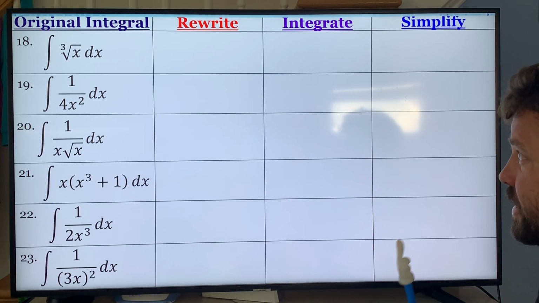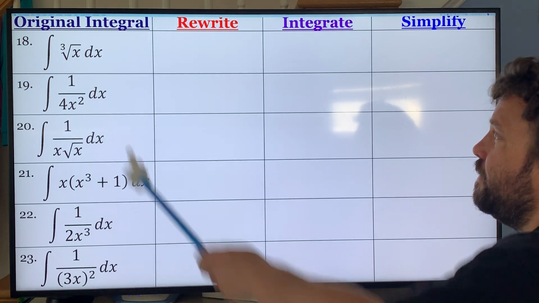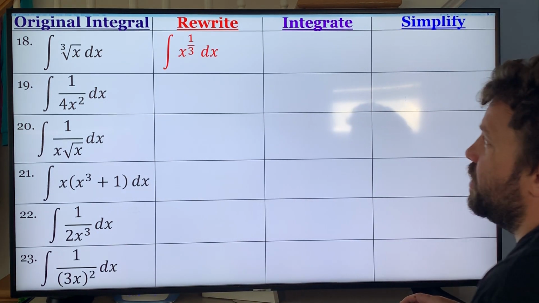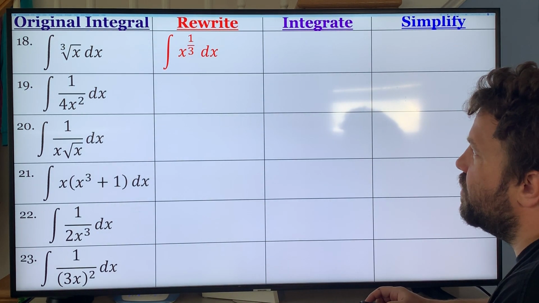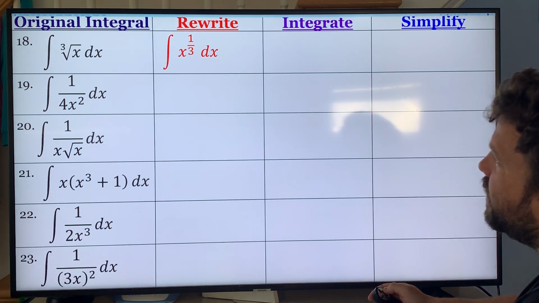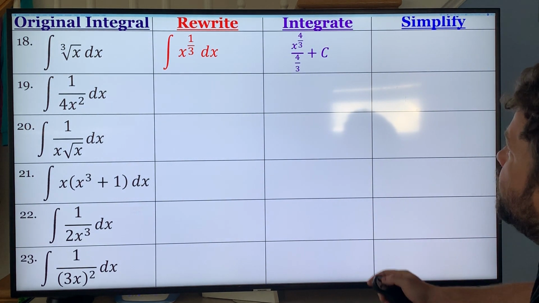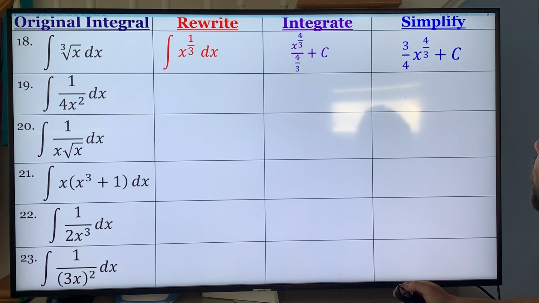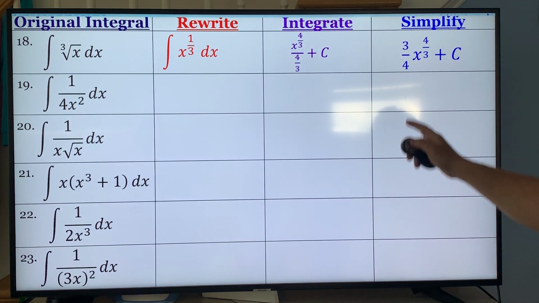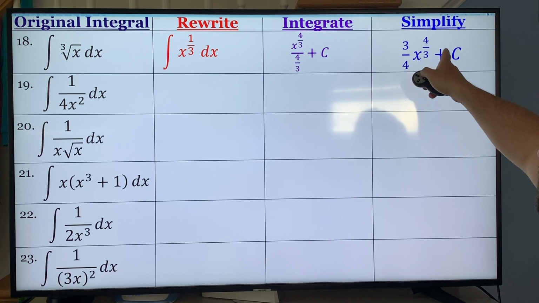All right, problem number 18. Rewrite it. X to the, not 1/2, but 1/3. Whatever that number is, you put it to that 1 over that number. So integrate it. 1/3 plus 1. 1/3 plus 3 over 3 is 4 over 3. Reciprocal. 3/4 x to the 4/3 plus c. 3/4 cubed root of x to the 4th plus c.